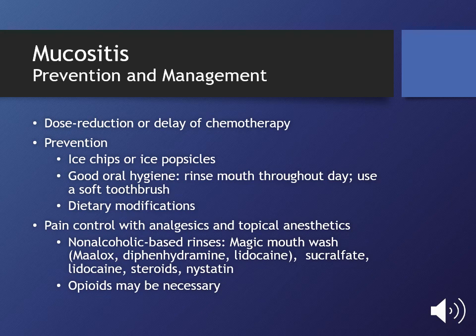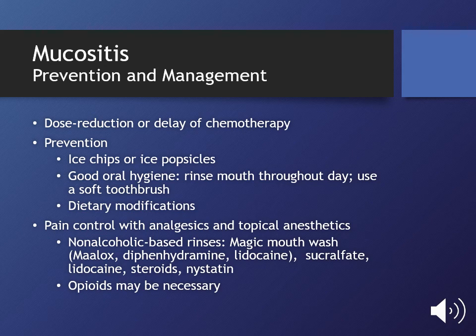For prevention, ice chips or ice popsicles might help. Good oral hygiene is paramount, keeping the mouth clean, rinsing after each meal with water or salt water or baking soda and water. Eating soft, moist foods at room temperature helps, along with avoiding spicy and acidic foods. Unfortunately, nothing cures mucositis, but we do have drugs that can help cope with this toxicity.